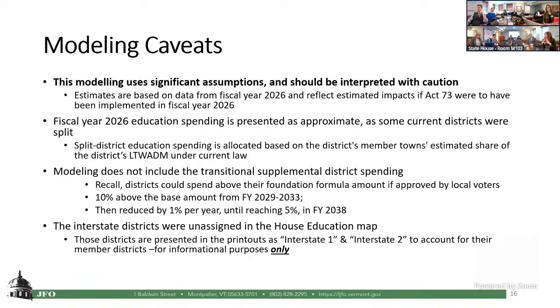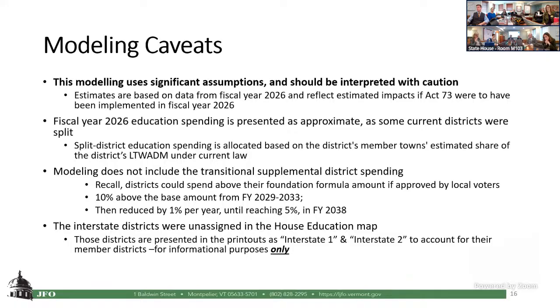Also, this modeling does not include the transitional supplemental district spending that Julia spoke about. You'll recall that with supplemental district spending, a district could vote to spend above their foundation formula amount. And there is a transition period in fiscal year 29 through 33 where they can spend up to 10% above. So that is not reflected in the printouts, just the 5% statutory figure that they transition to in fiscal year 2038.